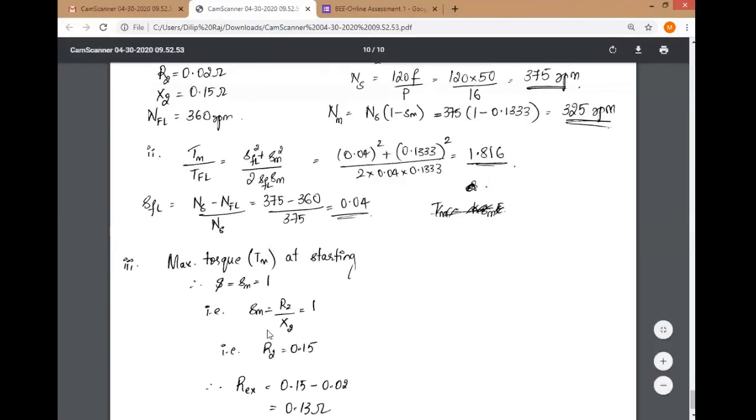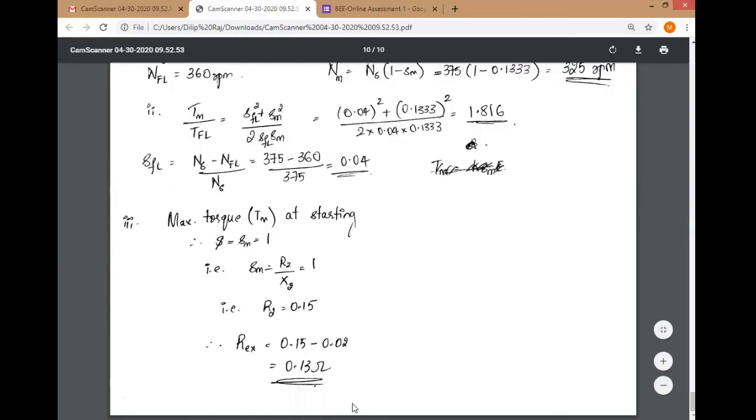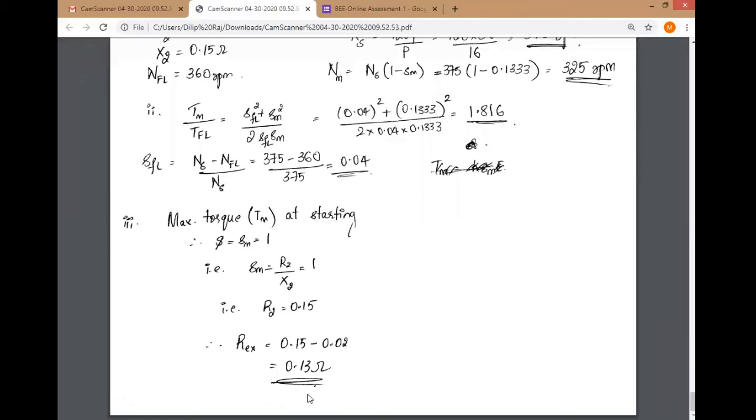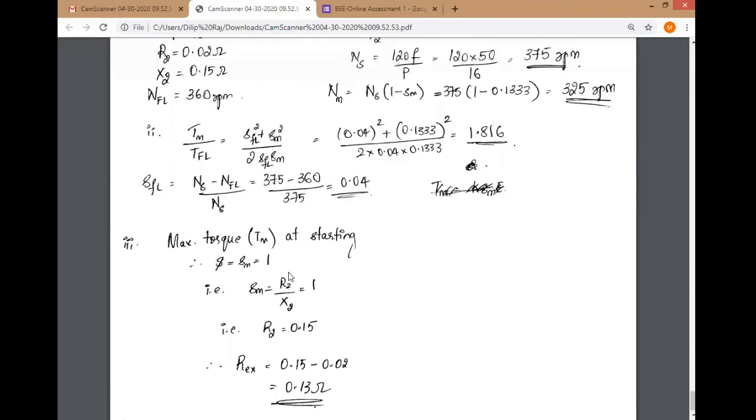So we should make this R2 exactly equal to X2. So that is 0.15. The value of resistance there as of now is 0.02, but what we require is 0.15. So if we take the difference, the remaining 0.13 ohms is the resistance which has to be externally added in each phase of the rotor circuit in order to obtain the maximum torque at starting condition. This was the problem with respect to torque ratios.